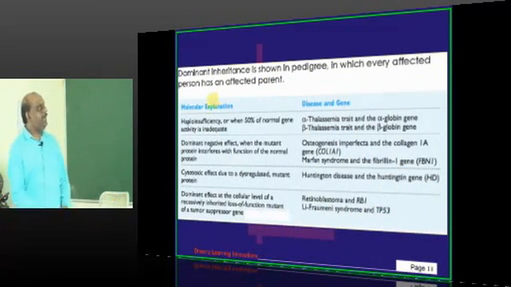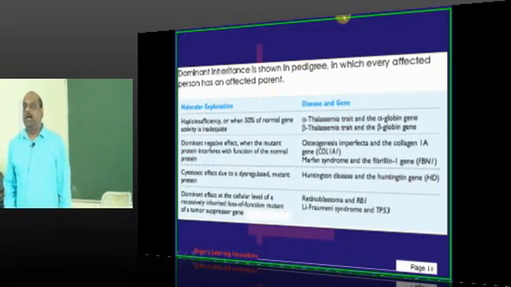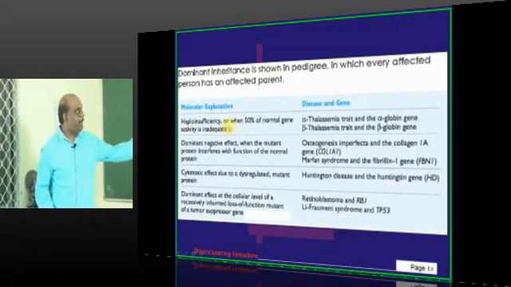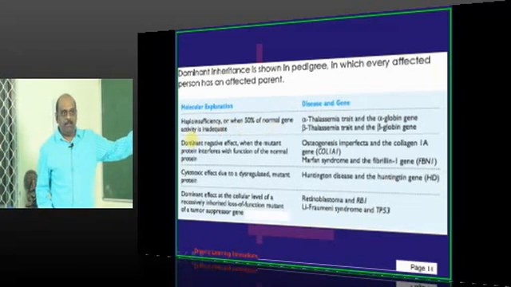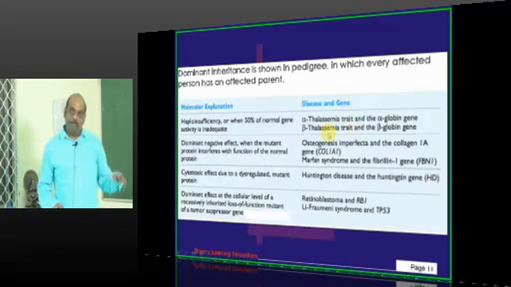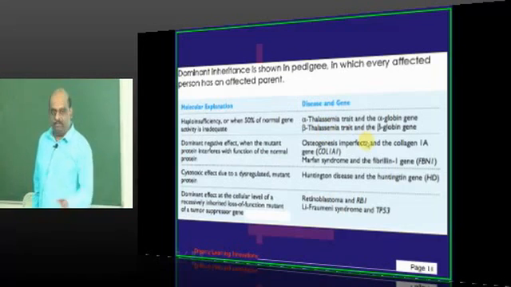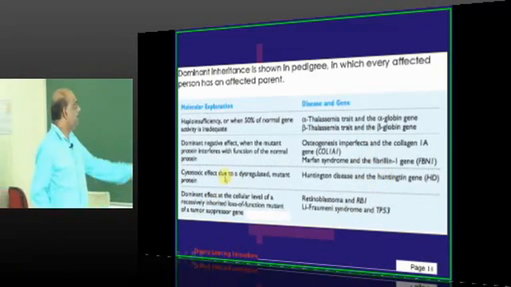Now, doctor, what are the various mechanisms by which dominant heterozygous individuals show the disease expression? We said haploinsufficiency. What do you mean by haploinsufficiency? 50% normal, 50% abnormal, but that 50% normal is not sufficient for normal living. Alpha thalassemia trait and beta thalassemia trait are such examples. So in the heterozygous state they are normal in 50%, but still the remaining 50% will lead to disease manifestations.